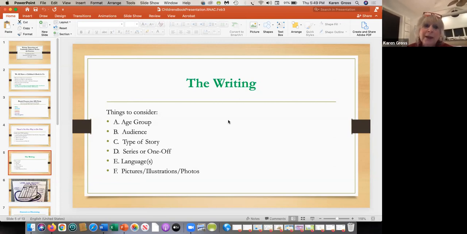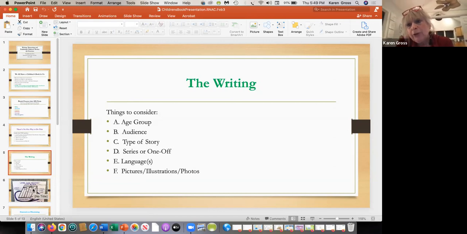And then into what languages do you write? My children's books are in English, and some of them are bilingual, and some of them are also in Spanish. I say that because depending on who you're writing for, who your audience is, you may want to think about language.